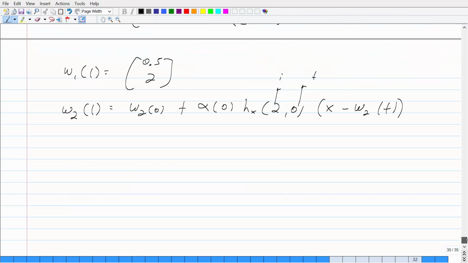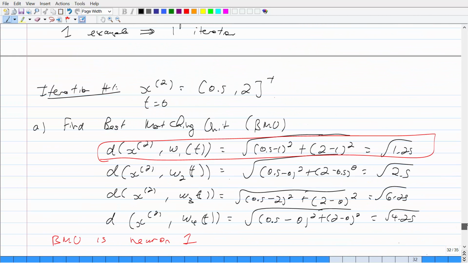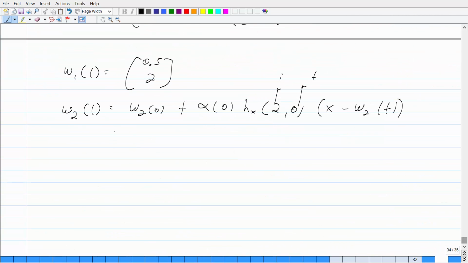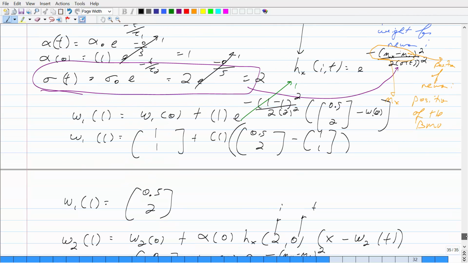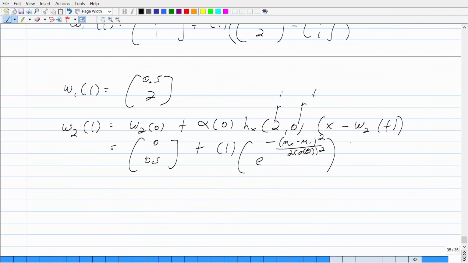Okay, so the next set of weights, W2, let me take a look, it was 0, 0.5. So we have 0, 0.5. Alpha 0 was simply 1, okay? And this is, let's see, e to the minus squared, and then 2. This is t. All right, so t is equal to 0. And then x was 0.5 and 2.